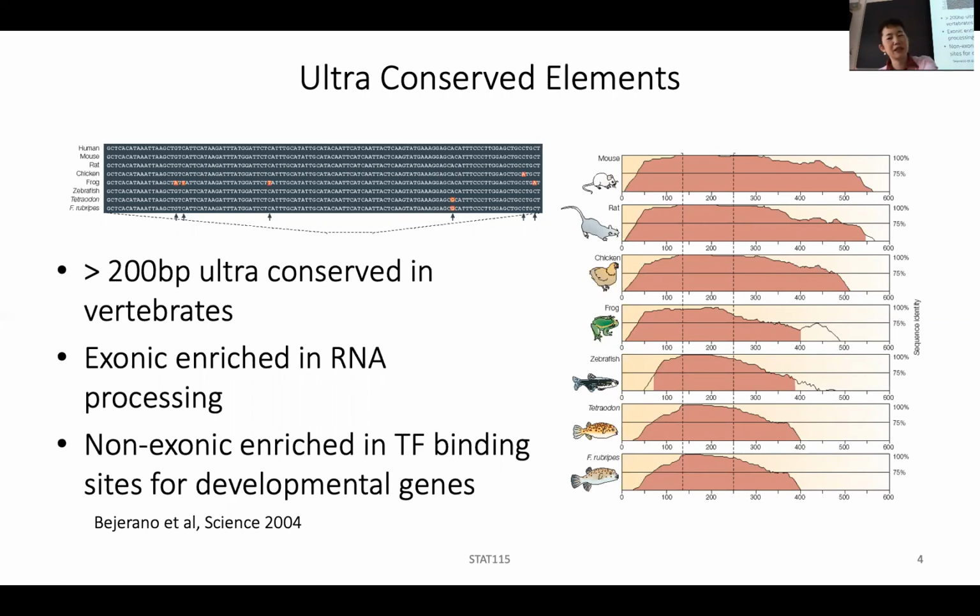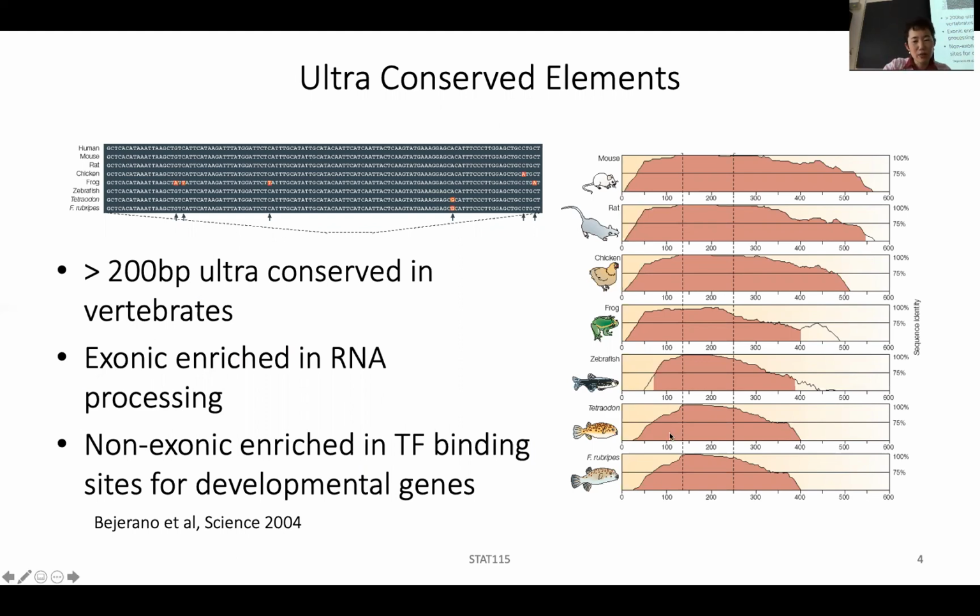If you have something like this that's really conserved, if it is this conserved, it's got to be functional. Just because we don't know what they do doesn't mean that they are not functional. Yeah, so there's a reason for this thing to be ultra conserved, right? And so, yeah, some of these conserved regions are in the exons enriched in RNA sequence processing. Those are in the coding regions of the RNA. And sometimes it's important for splicing.